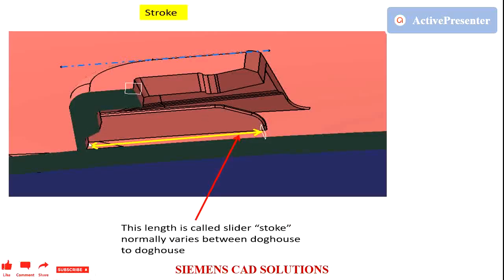So from this edge to the outer edge of this profile or feature is the stroke. Our slider from this point to this point has to come out. This length is called stroke. Normally it varies from doghouse to doghouse, so it depends upon the doghouse. This stroke length may change.